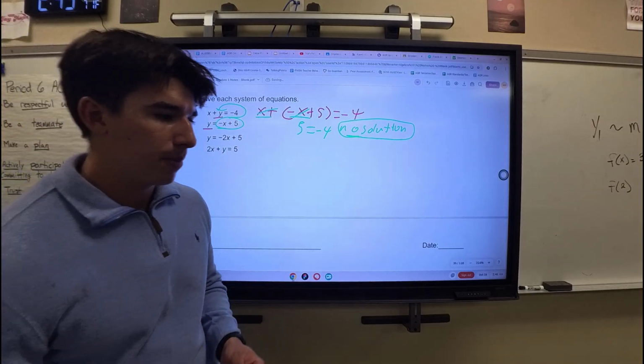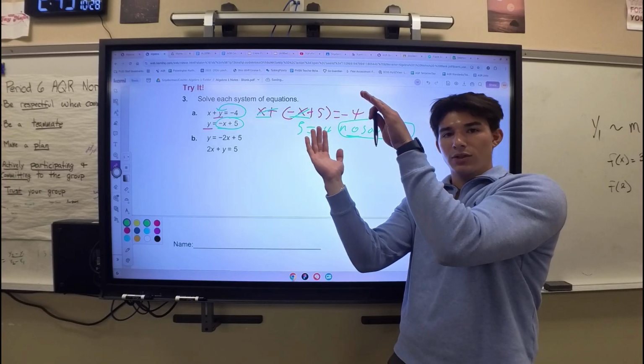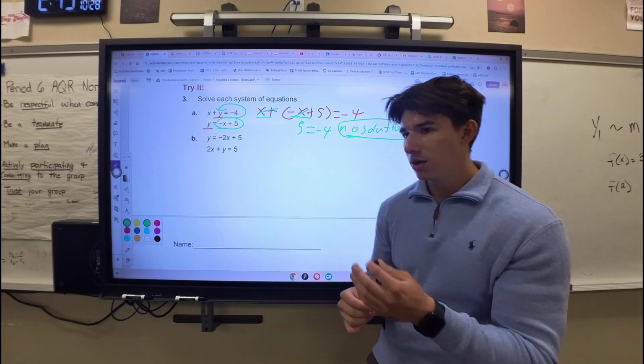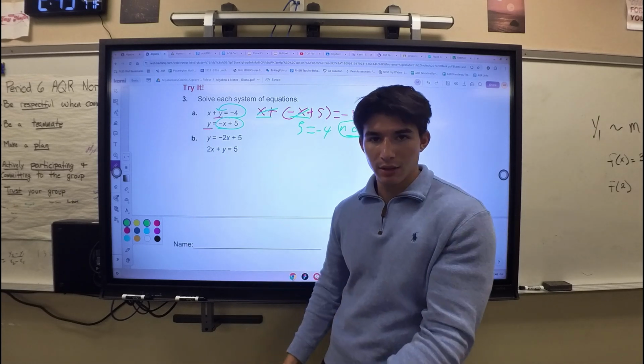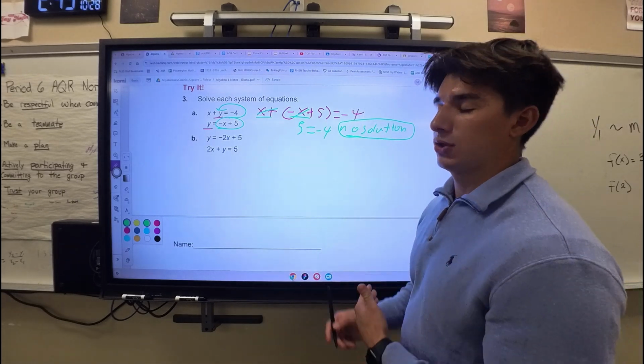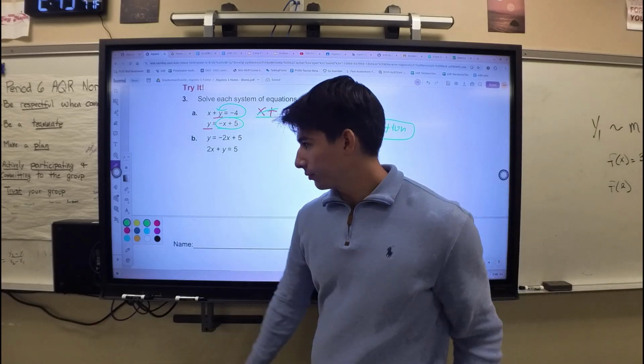So no solution. Graphically, that would be two parallel lines, because a solution is our point of intersection. So if there's no solution, then the lines are parallel because they never can intersect. So this represents two lines that are just running next to each other forever, that will never touch.